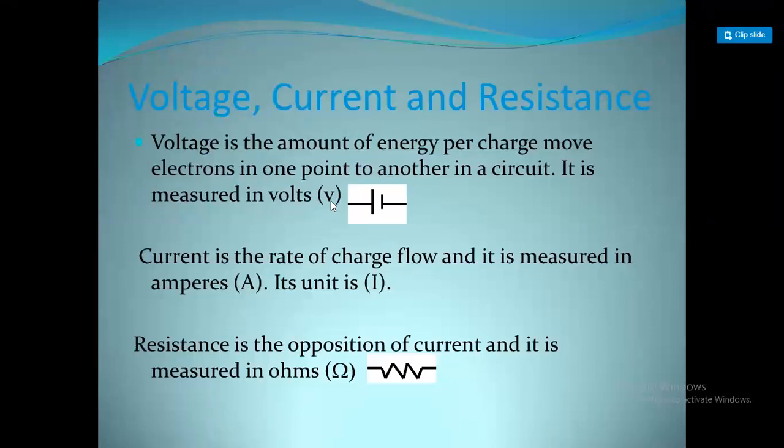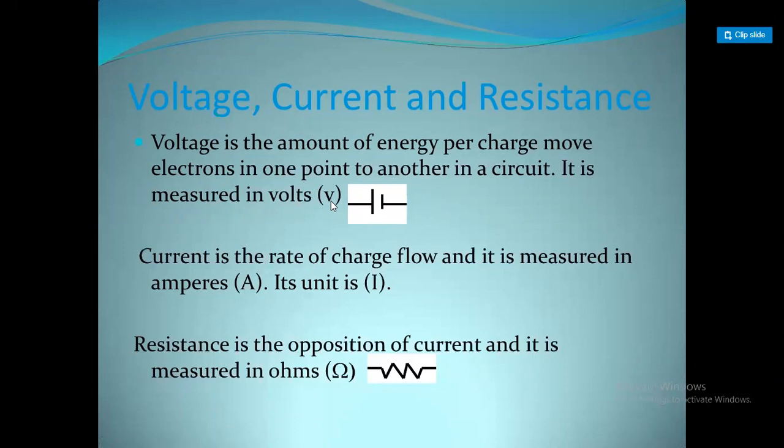The definition is: voltage is the amount of energy per charge moving electrons from one point to another point in the circuit. That means if you want to pull or push an electron from one point to another point, the amount of energy should be provided by the cell. That is called the voltage.